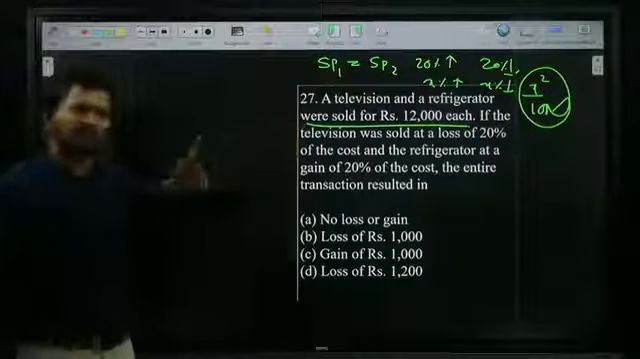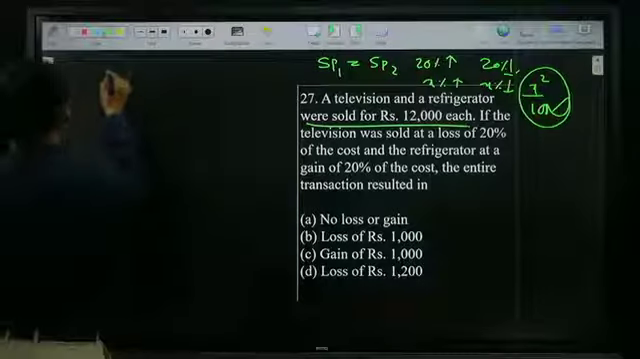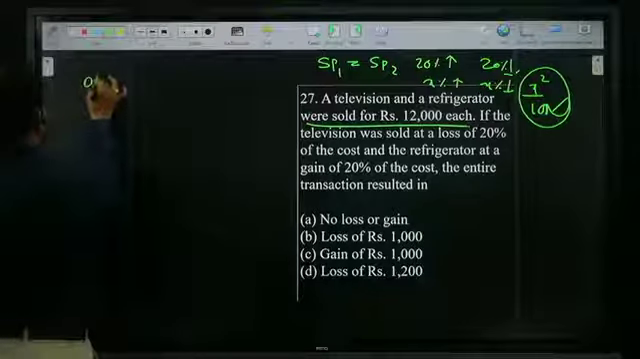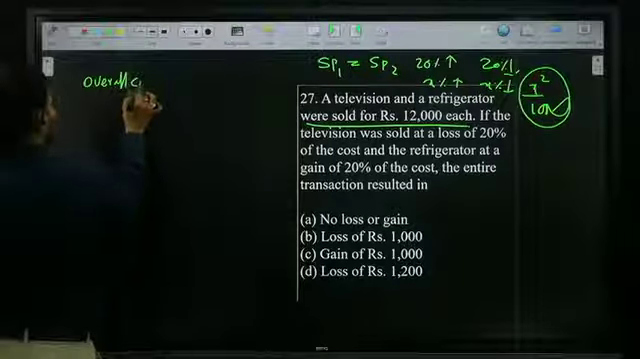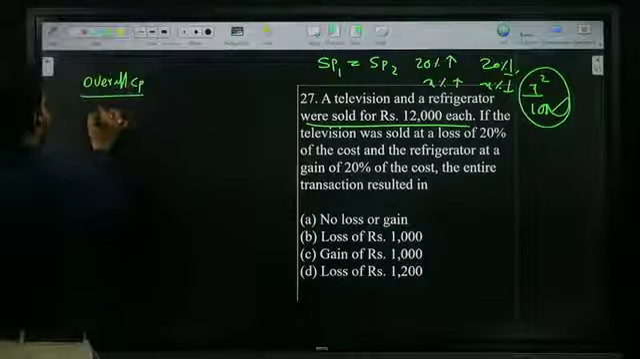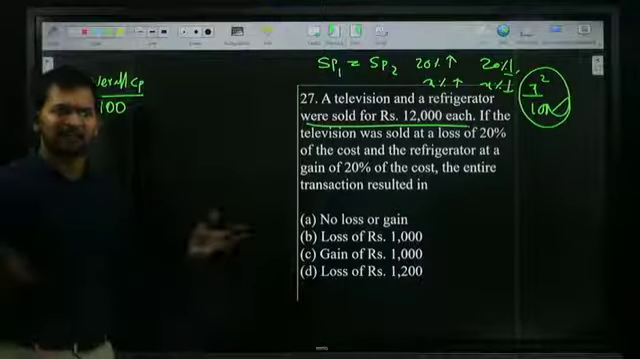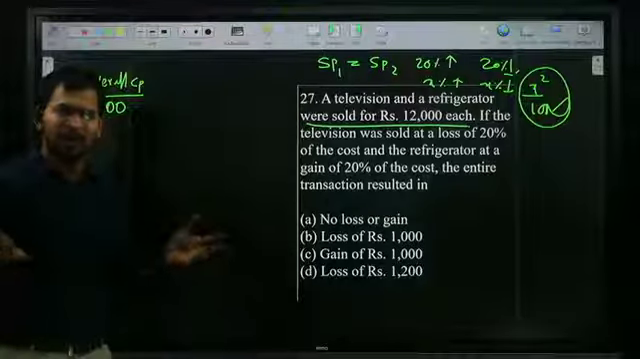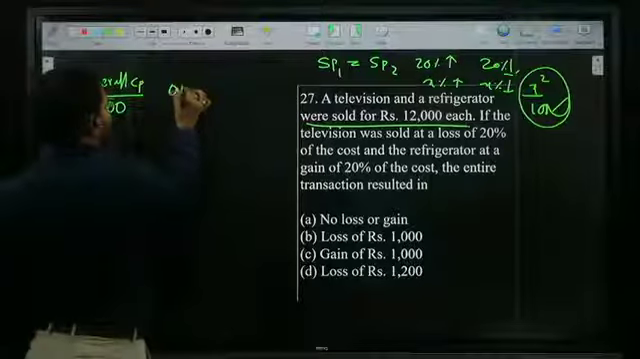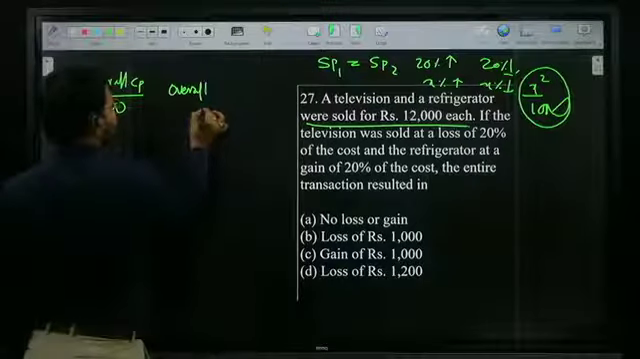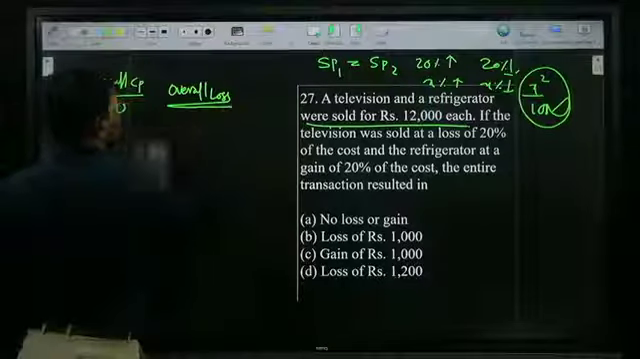Here the selling price of both articles is the same, but I don't know the overall cost price. Look at me, all of you. Overall CP I don't know. Overall CP I assume as 100. I don't know individual CP. I know overall CP, I assume as 100. Overall loss.